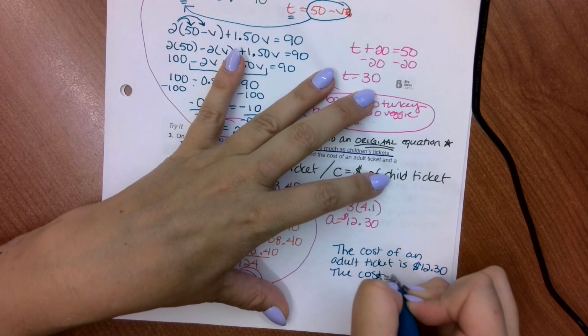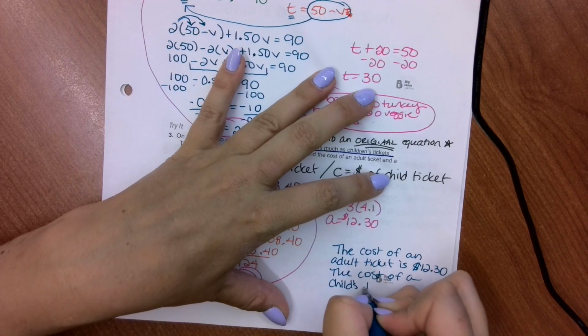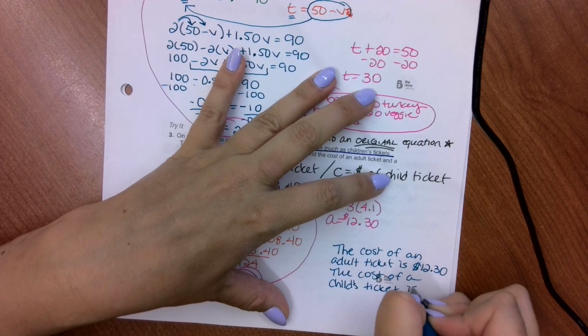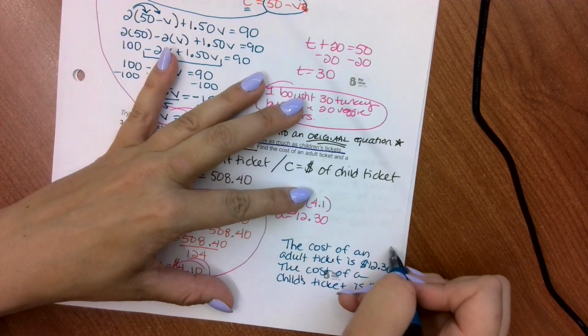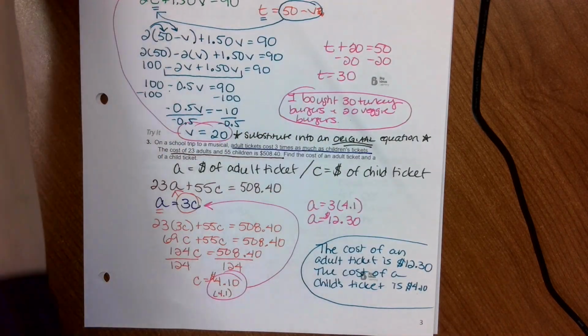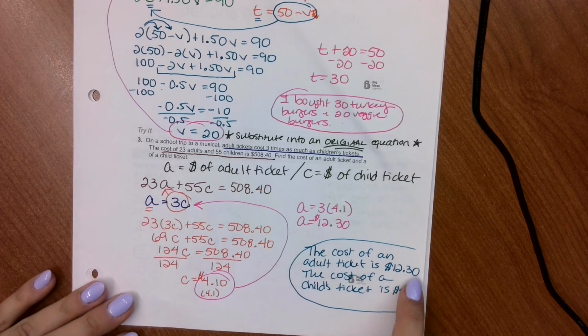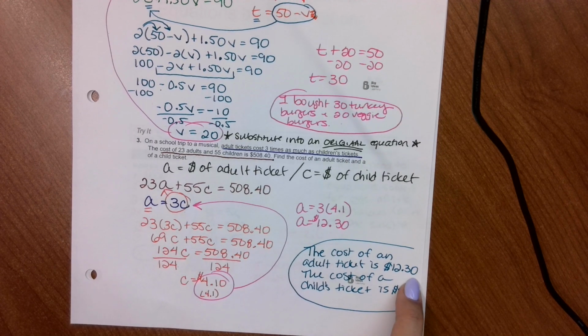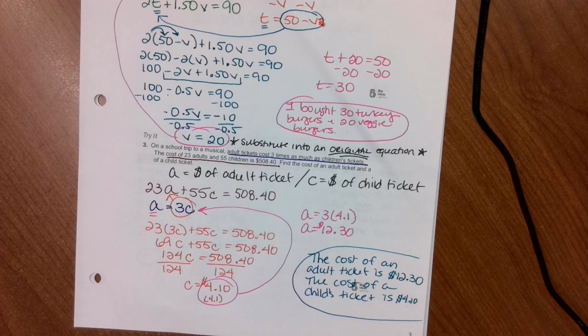And the cost of a child's ticket is $4.10. I'm very picky about how you write your units. So money goes to pennies. You've been shopping before. You've been to stores, you know what it looks like. Money is always rounded to the 100th place to make sure that you are writing your money correctly. Okay, that's it.